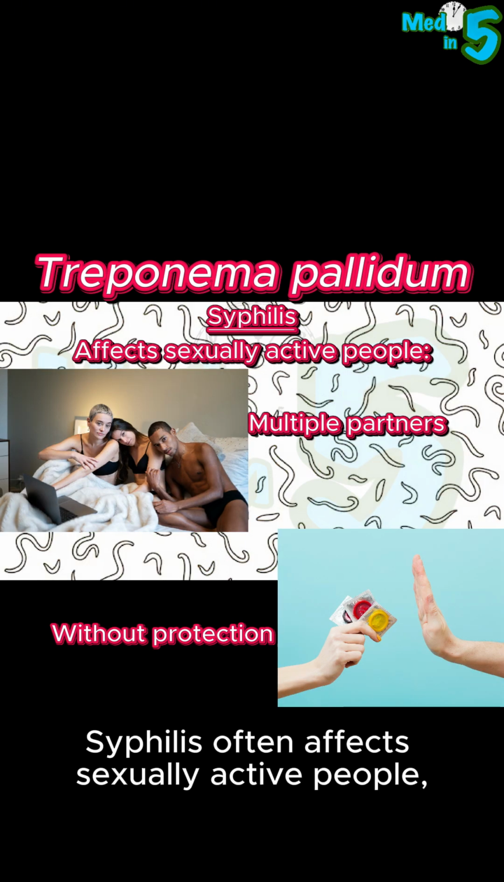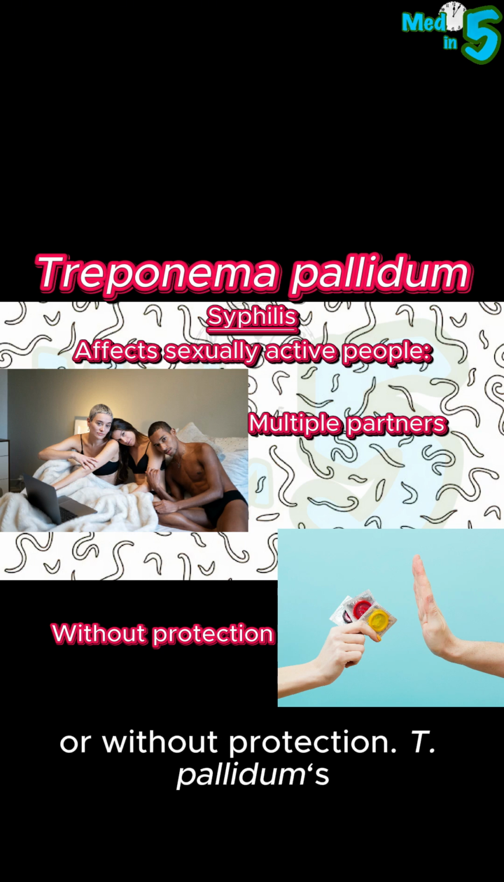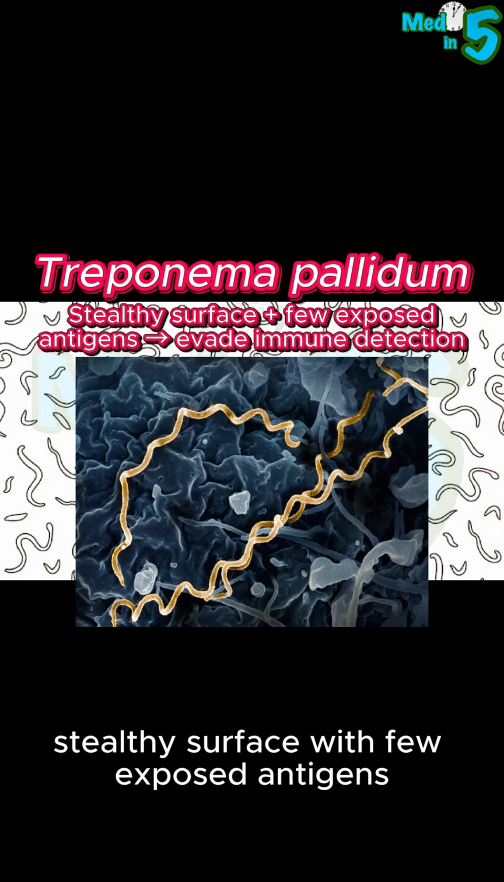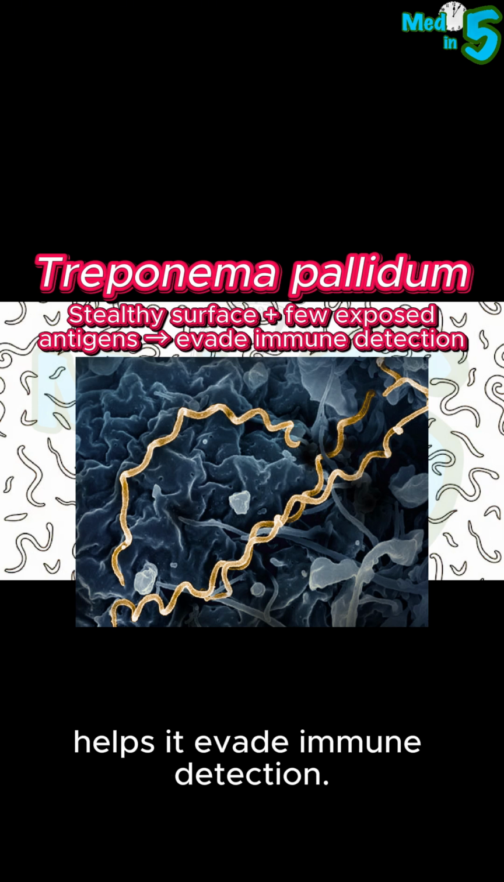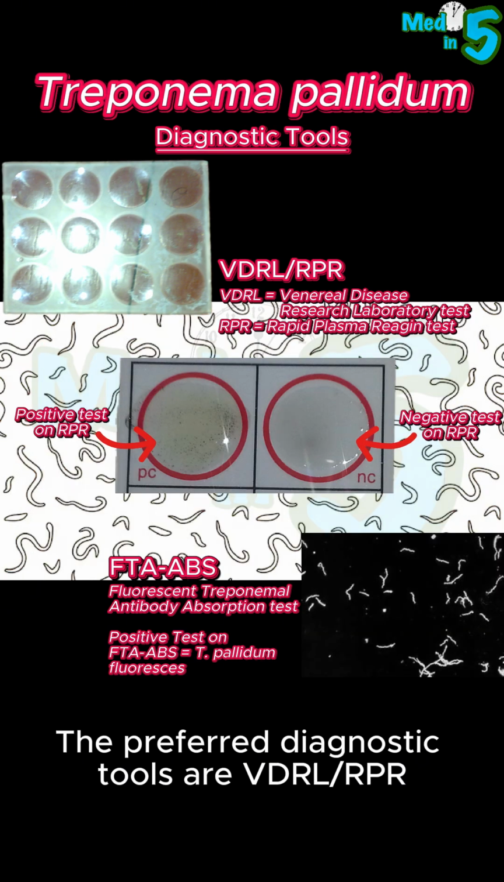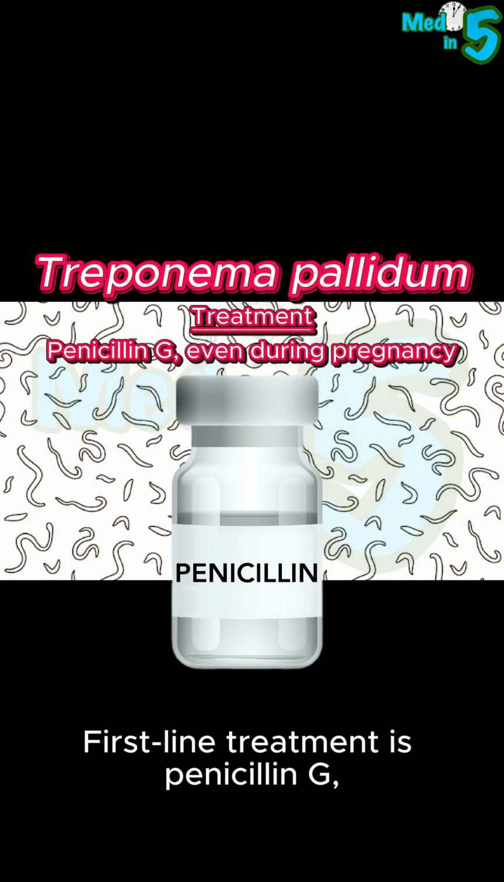Syphilis often affects sexually active people, particularly those with multiple partners or without protection. T. pallidum's stealthy surface with few exposed antigens helps it evade immune detection. Illness can span years if untreated. The preferred diagnostic tools are VDRL-RPR for screening and FTA-ABS for confirmation. First-line treatment is penicillin G.